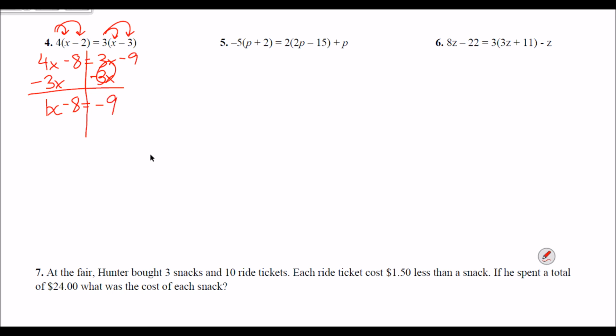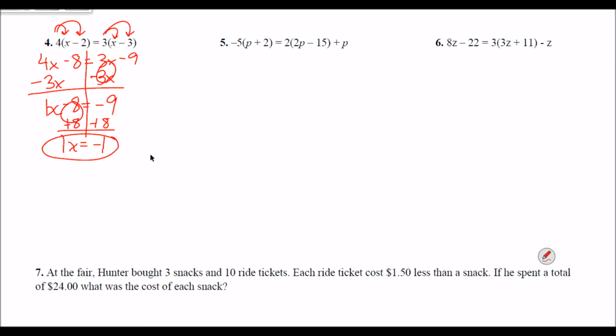Okay? Left side is now more important because that's where the variable is. So I want to get rid of the subtract 8 by using addition. The 1x drops down, and I have negative 8 plus 8, negative 9 plus 8, which gives me a final answer of negative 1.